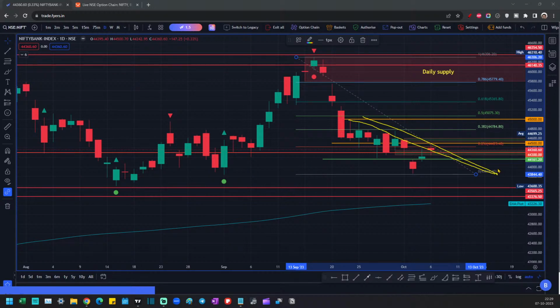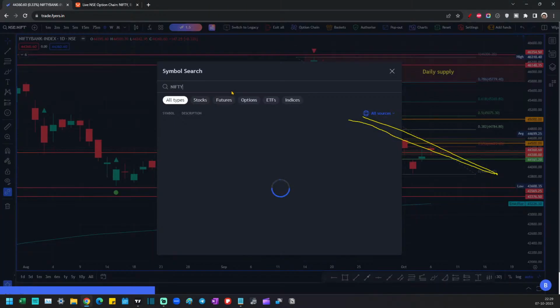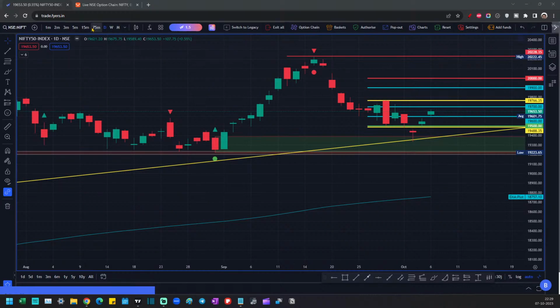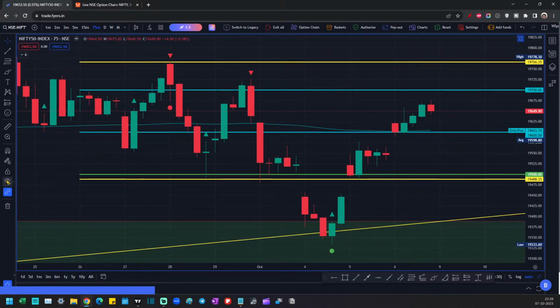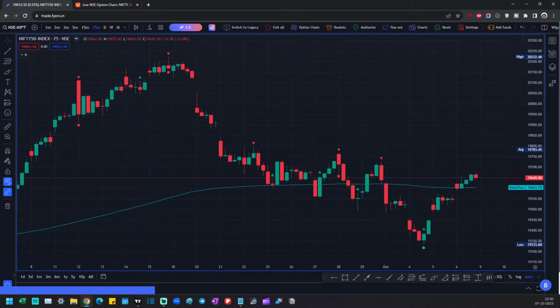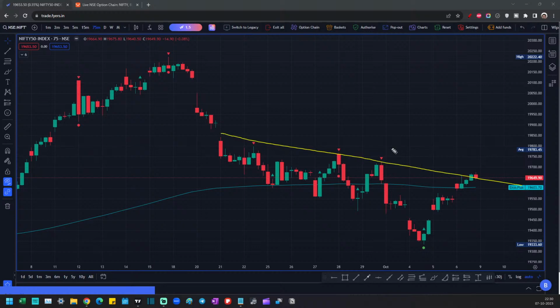If I go over and change the chart to Nifty, this resistance trend line, if I go to 75-minute data and hide everything and zoom out, this resistance trend line for Nifty is really essential. So if Nifty has to be bullish, it has to cross this resistance trend line. It has to cross 19,700 or 19,850 in order to take the orders from this gap 1 and this gap 2.